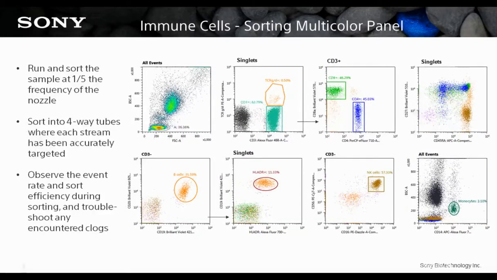Sorting the immune cells is fairly straightforward once you've gated on them. You would run a sort sample at 1/5 the frequency of the nozzle. So for example, on the 70 micron nozzle, you would run at 12,000 events per second. Then you would probably sort 4-way into FACS tubes with media where each stream has been accurately targeted. You would also observe the event rate and sort efficiency during sorting and troubleshoot any encountered clogs, as I've discussed on previous slides.